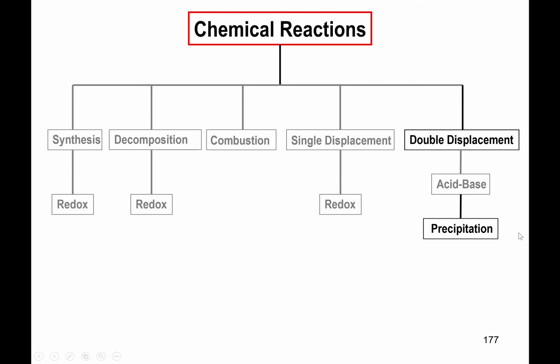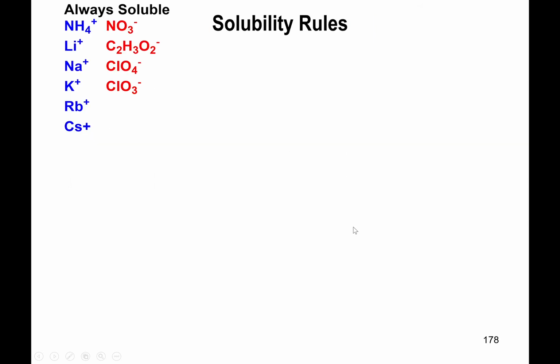Precipitation reactions. Once again, this is an addendum to double displacement reactions. Now, precipitation reactions are those where you may end up forming a solid upon combining two liquid substances, specifically two solutions. And in order to figure out whether you will end up with a solid upon mixing two substances together or not, we have to talk about something known as solubility rules.